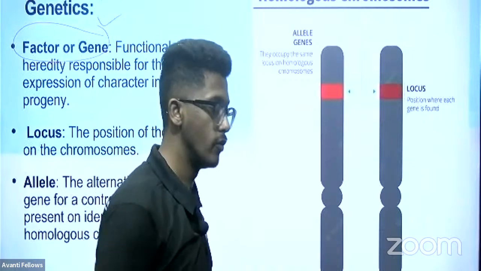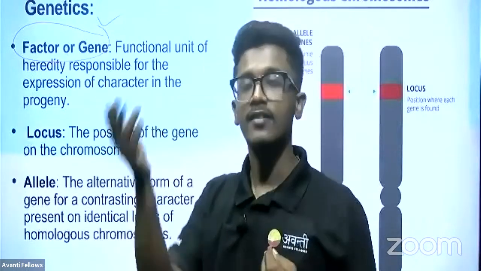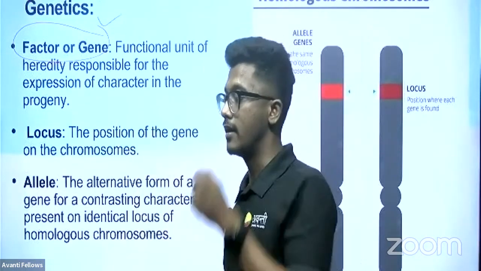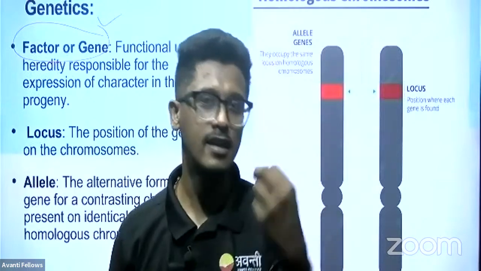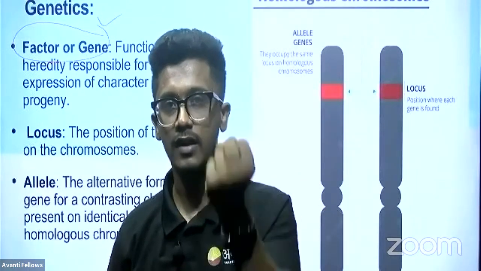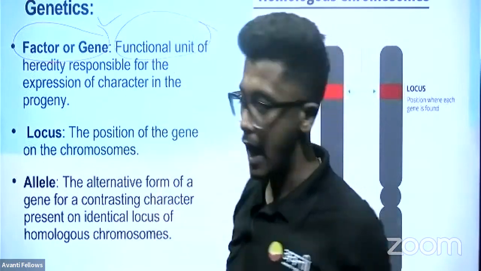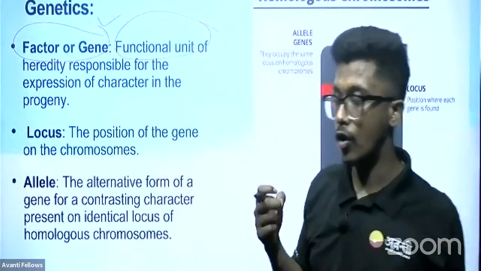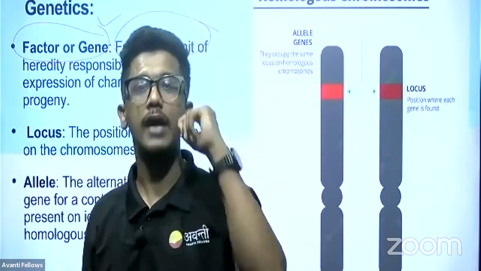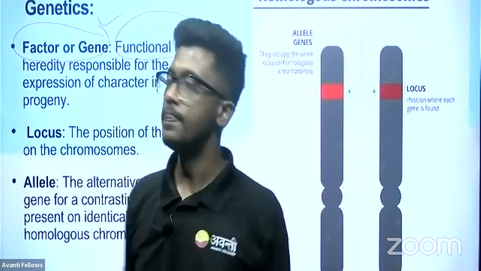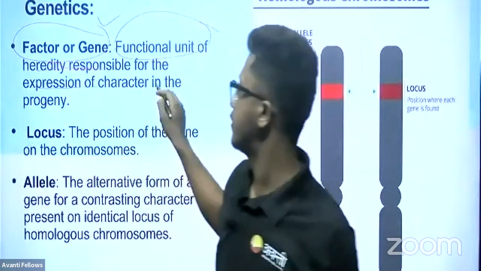We should not get confused between these two terms, factors and genes. Factor is nothing but gene. Gene is nothing but factor. Back in the days, Mendel referred to them as factors, and later on it was understood that these are genes, a physical part present in the chromosome. They are the functional unit of heredity. How do they become functional? Any part of your DNA or chromosome that expresses itself in the form of characteristics is called a gene. That is why they are called the functional unit of heredity, responsible for expression of characteristics in the progeny.